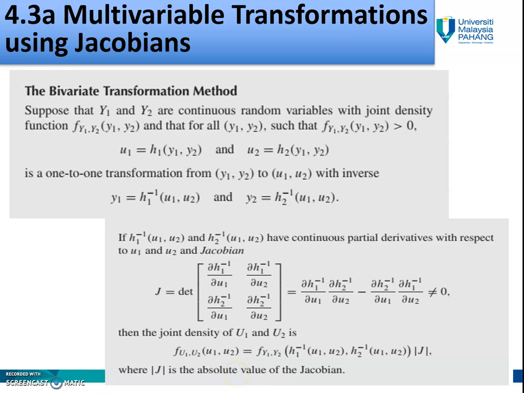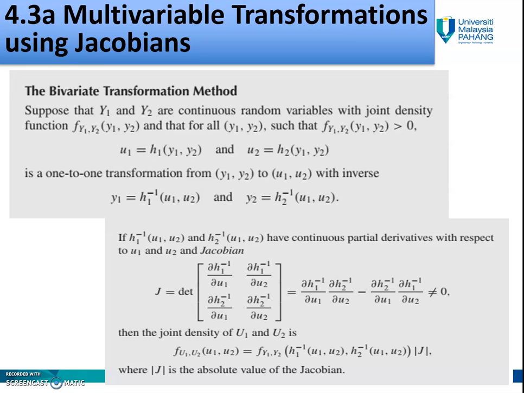In this video, we will use the transformation method to find the function of random variables. But in this case, we will have multiple variables. So we will use the transformation method using the Jacobian. We focus on the bivariate transformation method.